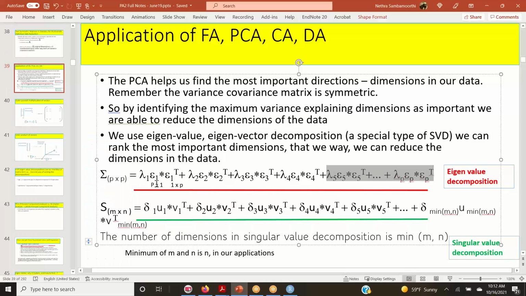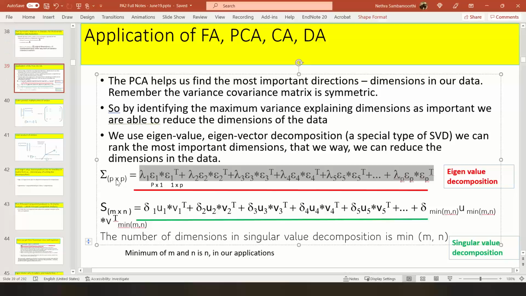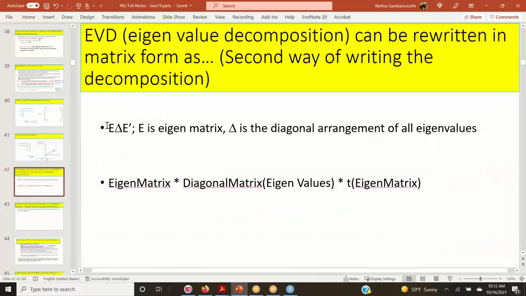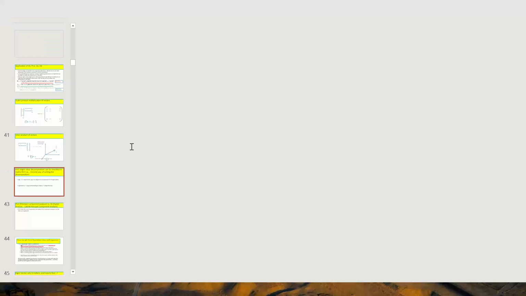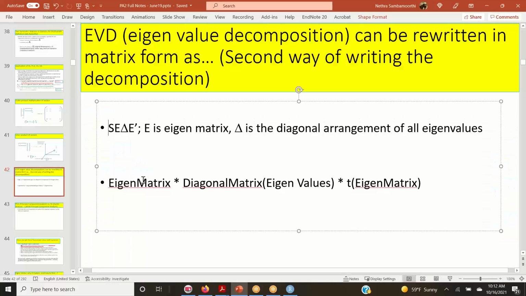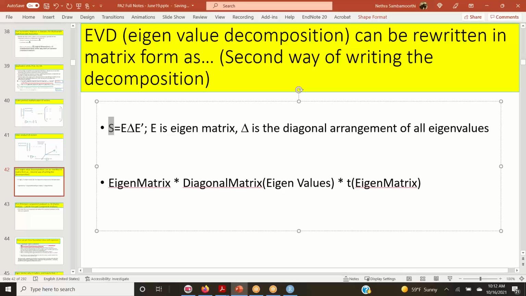So I can rewrite this alternatively as the eigenvector matrix E times the diagonal matrix of the eigenvalues lambda 1, lambda 2, lambda 3, up to lambda p, times the eigenvector matrix transpose, E prime. That is what this representation is. So sigma, the variance covariance matrix, is exactly the same. That's what we are saying.